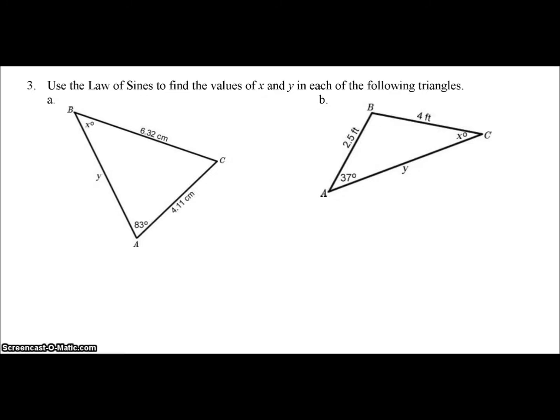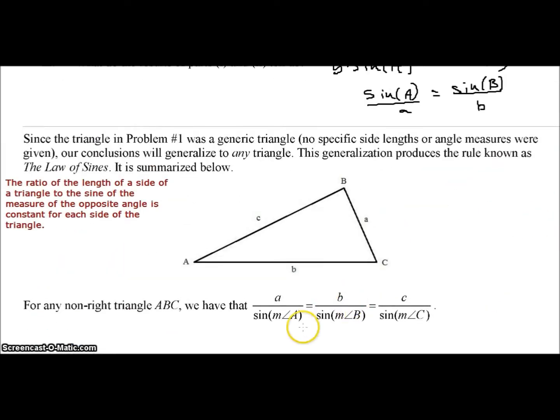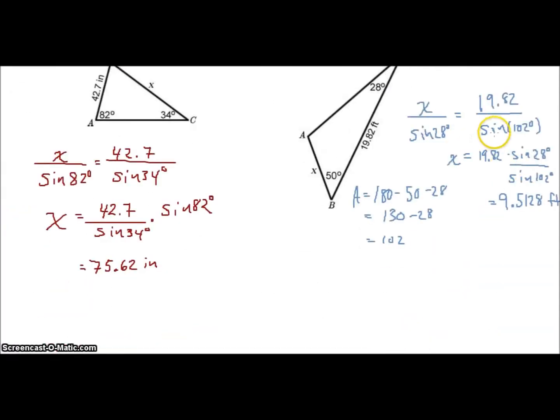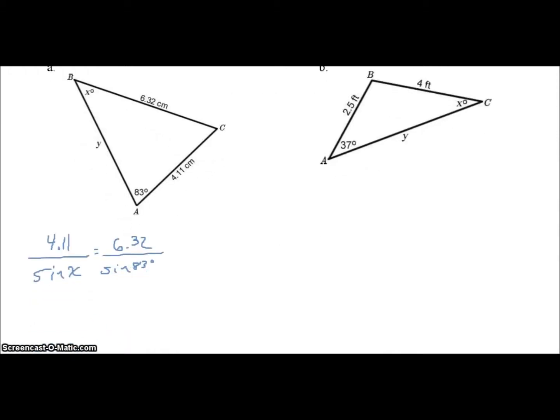Use the law of sines to find the value of x and y in each of the following triangles. Let's see, x over sine of, oh, that's not right, x is the angle now. So 4.11 over sine of x will equal 6.32 over sine of 83. If you're confused, then refer back to this law of sines that I'm using here. And I apologize again for writing a instead of sine of a right there.